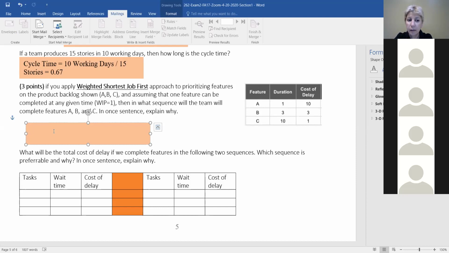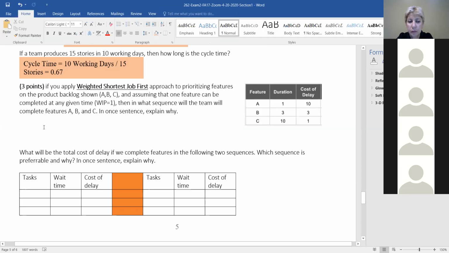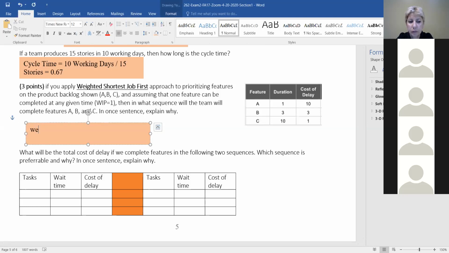You calculate a weight, and then the higher the weight, the higher the priority of the task. So the weight would be cost of delay that you see on the table divided by duration. So go ahead, write weight. There you go. Oh. Just Control Z. Weight. So, and then go ahead, enter, go to the next line.